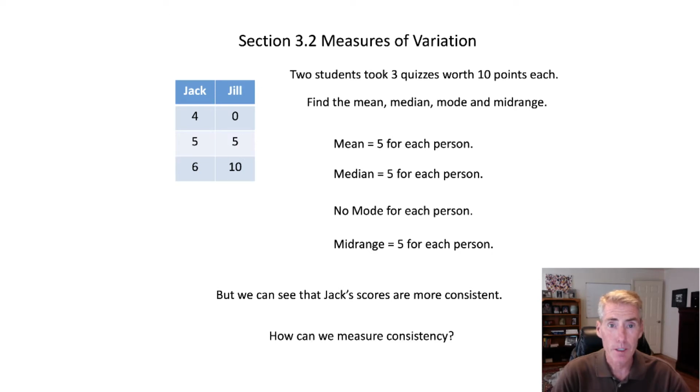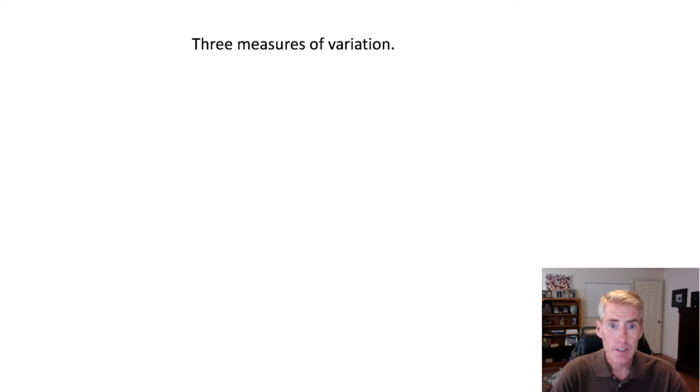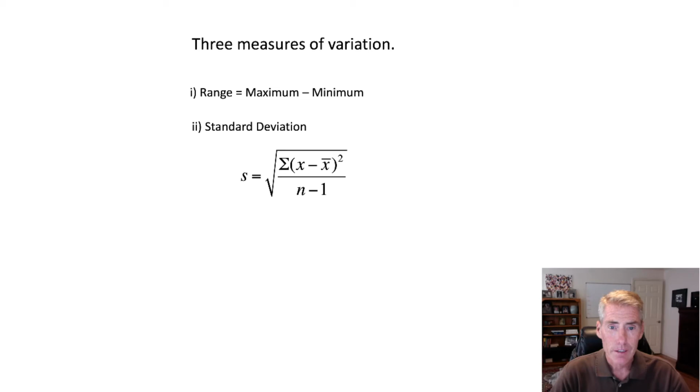So here's how we measure consistency. There's actually a couple of ways to do it. Actually 3. So there's the range. That's the easiest way to do it, but we'll find out that it's not actually the most useful. The most useful is this one, the standard deviation.